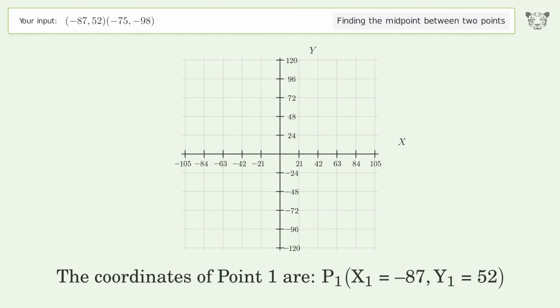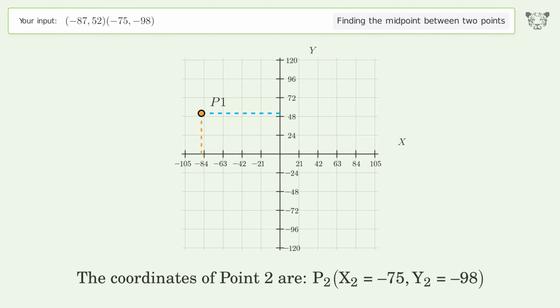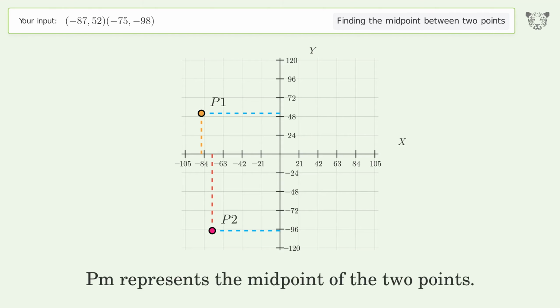The coordinates of point 1 are x1 equals -87, y1 equals 52. The coordinates of point 2 are x2 equals -75, y2 equals -98. PM represents the midpoint of the 2 points.